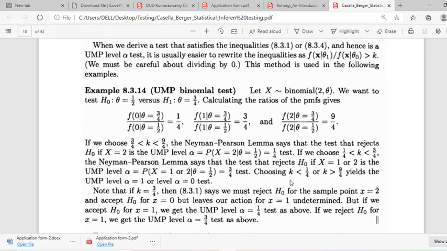Now another case is if we select k below 1 by 4. Then 9 by 4, 3 by 4 and 1 by 4 all lie above k. So these 3 points, x equal to 0, x equal to 1 and x equal to 2, belong to the rejection region. So what will be the alpha value? Since we have only 3 possible values, the total probability will be 1. So alpha equal to 1. That is probability of x equal to 0 plus probability of x equal to 1 plus probability of x equal to 2 under null hypothesis true. That is the probability of type 1 error.